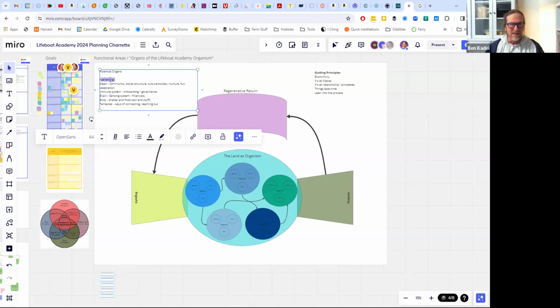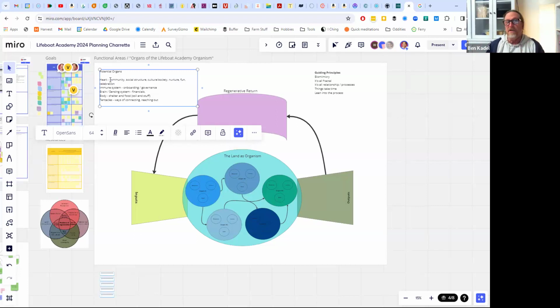But I'm feeling pretty good about that. So that's where I'm at now: heart, immune system, brain, and nervous system, maybe, and that's to deal with financials. And I like that, because I don't like dealing with financials, they make me nervous. Body and tentacles. So that's what I'm having at the moment. Over to you, April.